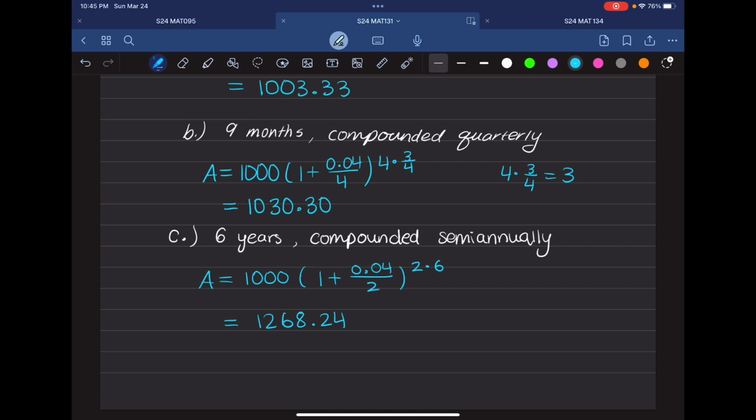Now it's more, an $8.24 difference than the simple interest formula. So very similar, but a slight difference.